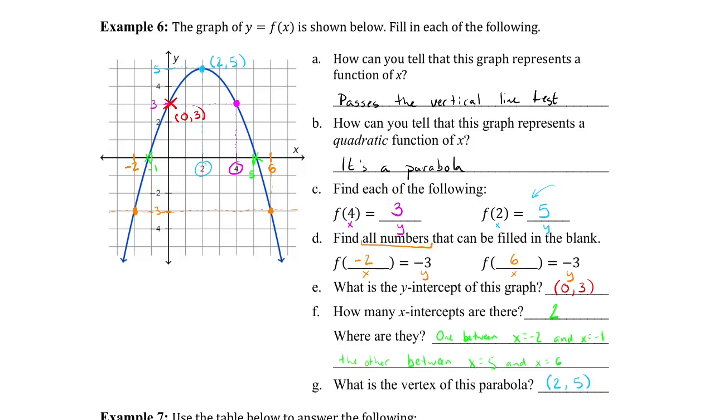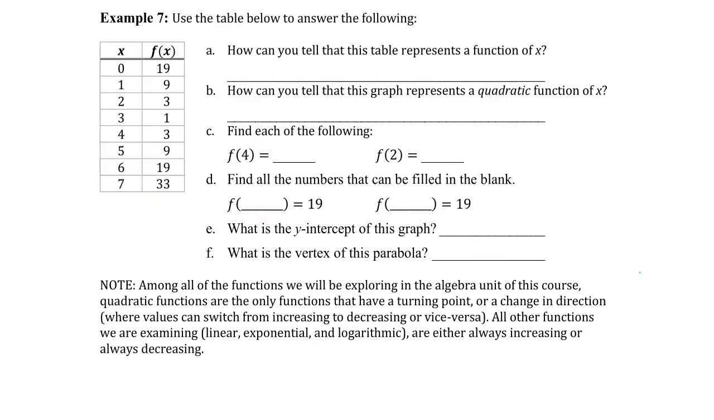If we have a table of values, we can't see the parabola, but we can still think about what the points on the graph would look like just from the table of values. So here we have a table of values with input x and output y equals f of x. We can tell that this represents a function because each input only appears once. To tell that this represents a quadratic function, we need to look for the quadratic pattern. So we need to be able to say the change in the change is constant. So let's see what the change in the change is.